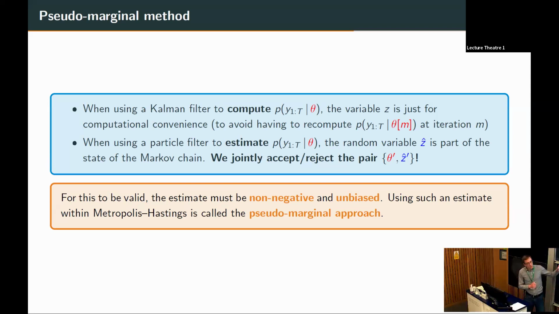As we will see when I derive why this is actually valid, it turns out that we need this likelihood estimator to be both non-negative and unbiased for this to work out. Whenever you run a Metropolis-Hastings algorithm where you replace some likelihood with a non-negative and unbiased estimate of that, that's a general family of methods called pseudo-marginal methods. The particle Metropolis-Hastings algorithm is one example of this, but there are other examples as well. And they're all based on the same derivation that we'll have a look at next.